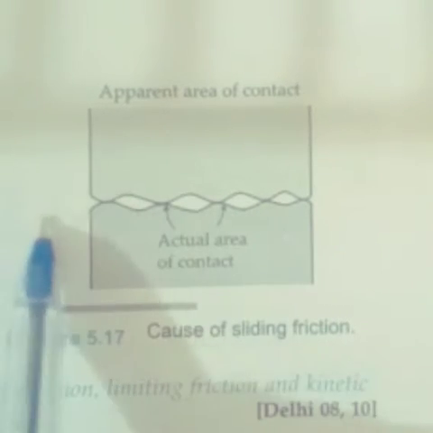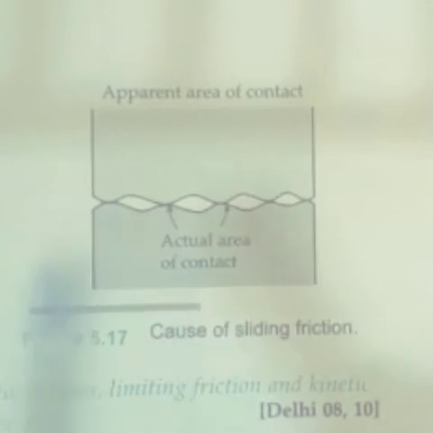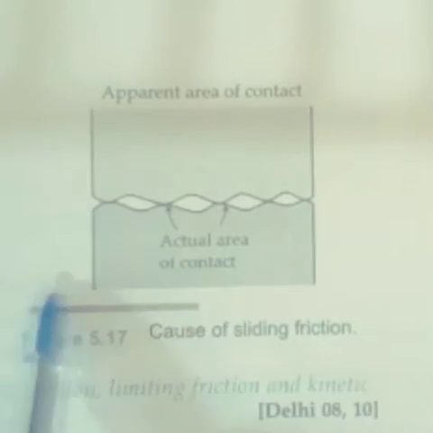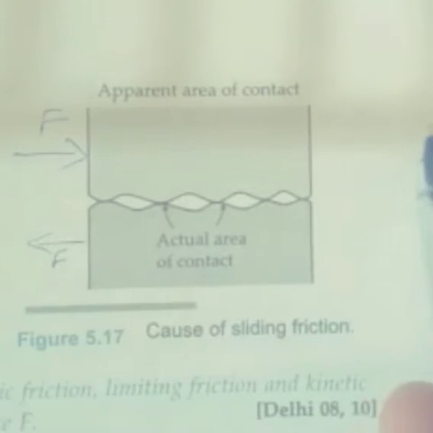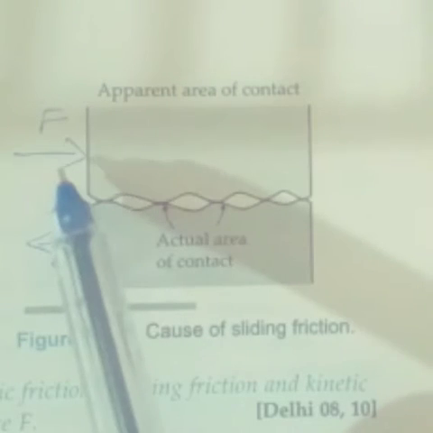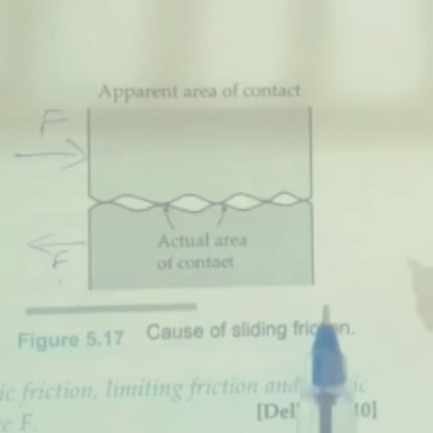When the applied force is increased, the opposing force is also increased. But at a certain stage, the body begins to slide over the surface of the other body. Suppose the applied force F increases; the force of friction, opposite to the applied force, also increases. But at a certain moment the applied force becomes greater than the force of friction, and then the body slides over the surface. This is the cause of friction.